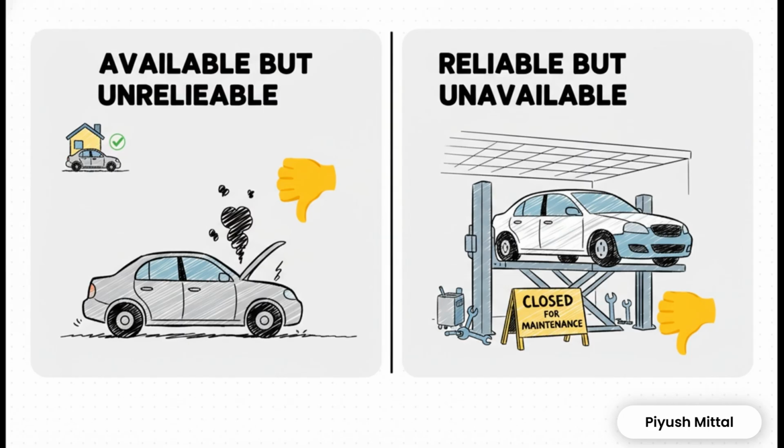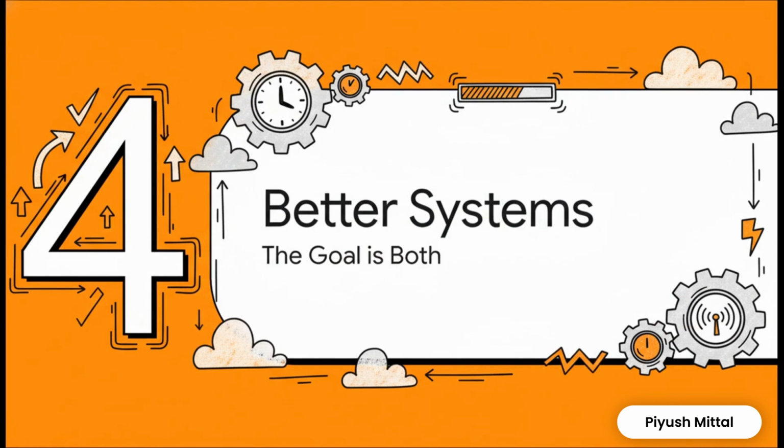Then you've got car number two. This thing is a masterpiece. It runs perfectly. Never, ever breaks down, but it's always in the shop for preventative maintenance. That's amazing reliability, but terrible availability. See the problem? Neither car is actually useful to you. So obviously the goal isn't to pick one or the other. You can't. The goal for any great system is to have both high reliability and high availability.